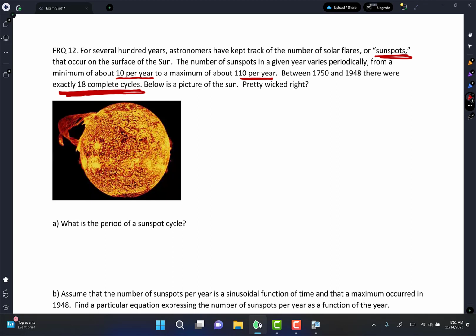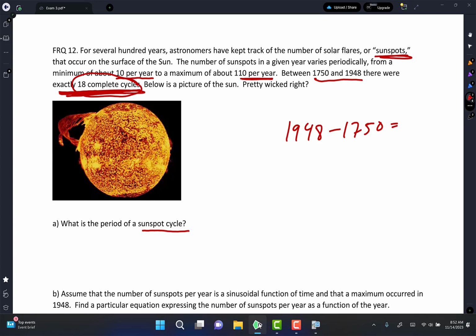All right. What is the period of the sunspot cycle? Okay. Well, they told me between 1750 and 1948, so I'm going to go 1948 minus 1750. They told me that there were how many cycles?